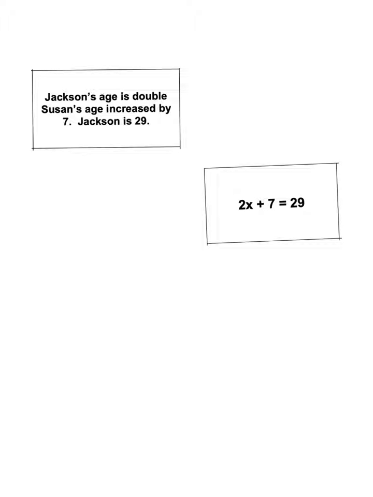Here I'm going to just talk through how I selected a pair for one of the situations. So I chose the situation Jackson's age is double Susan's age increased by 7. Jackson is 29. So looking at that, I have, first of all, a knowledge of the fact that all of my numbers that appear in that situation also appear in the algebraic equation that I've chosen. So Jackson is 29. Well, that's the answer.